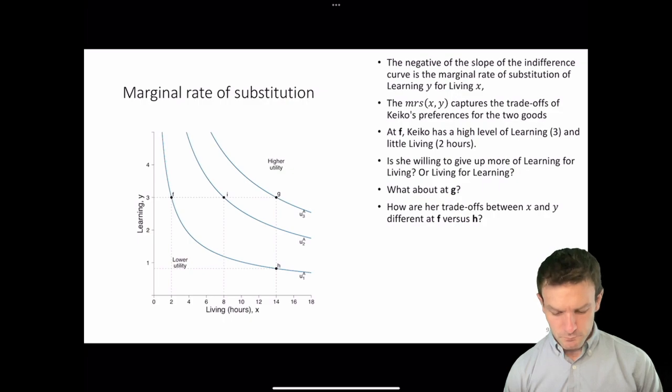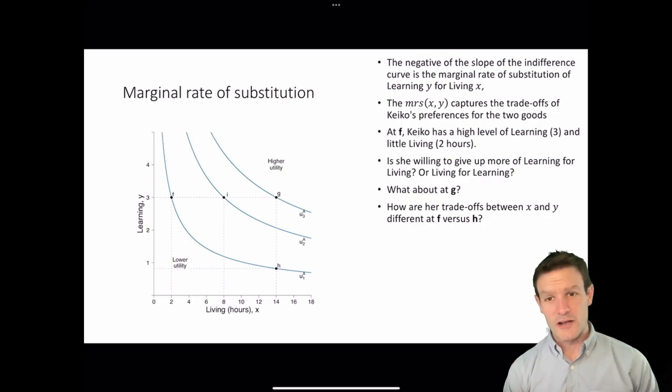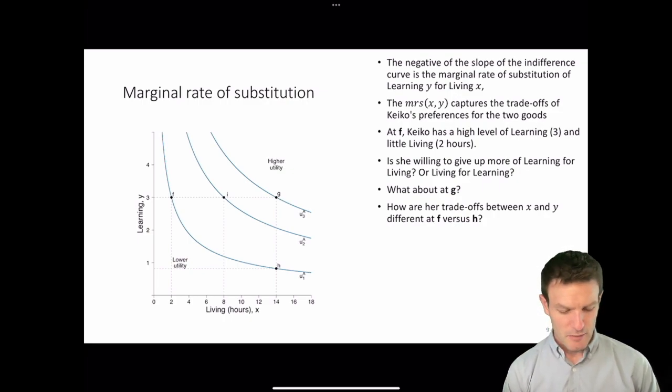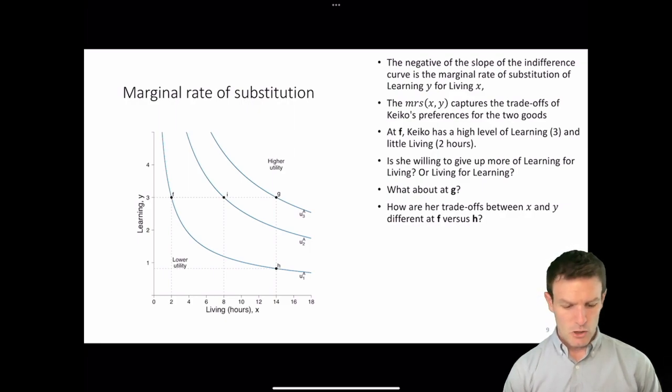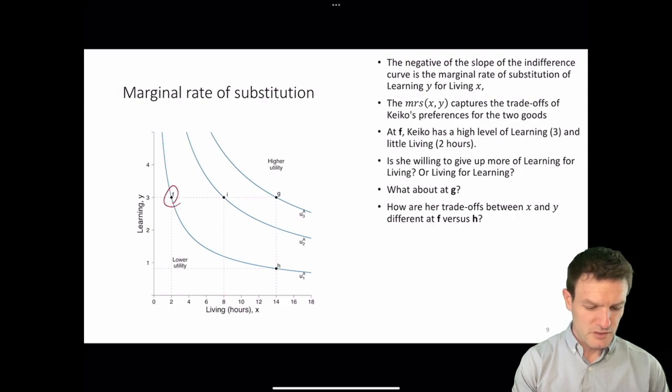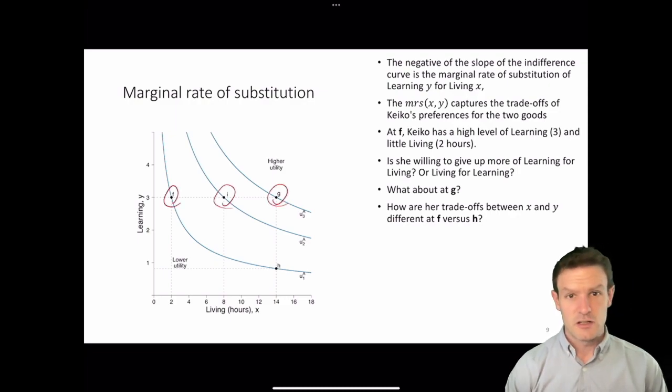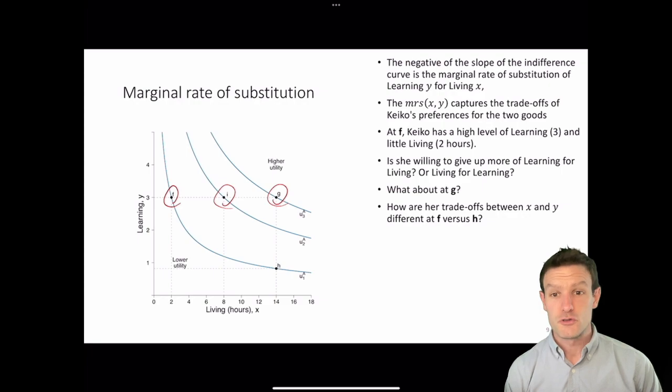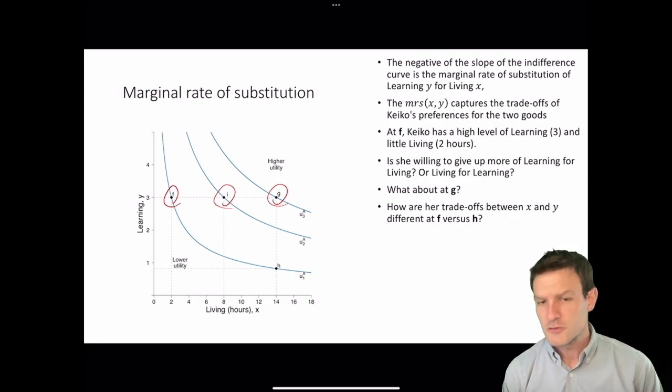Okay, so when we think about x and y and comparing f and h, we're going to think about the different points along her different indifference curves and what she's willing to do. The first thing to think about is comparing points f, I, and g. What do we know in comparing those points that are on different indifference curves?